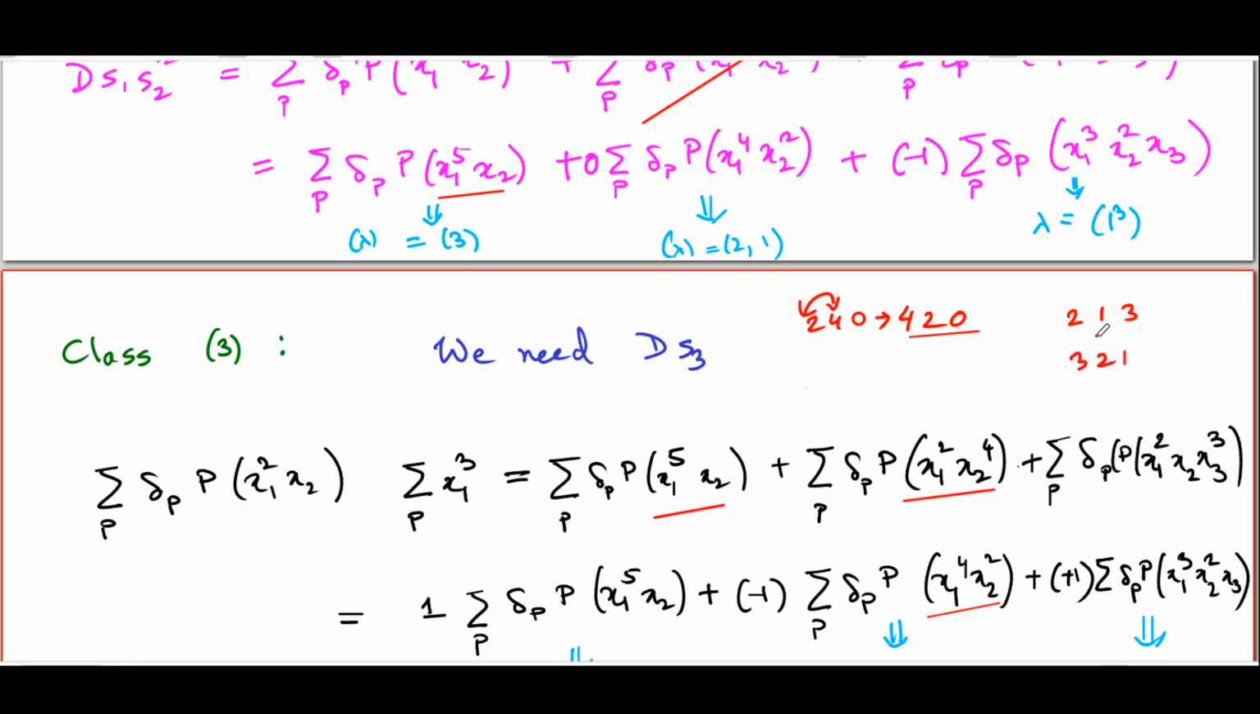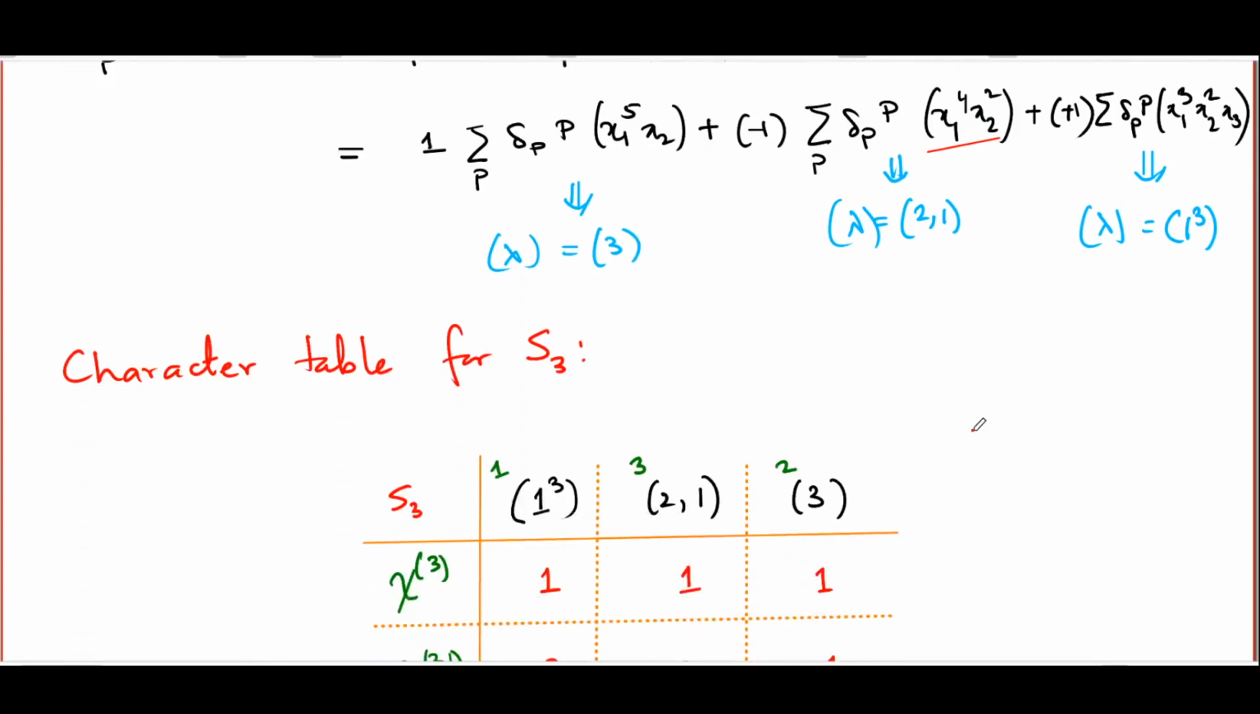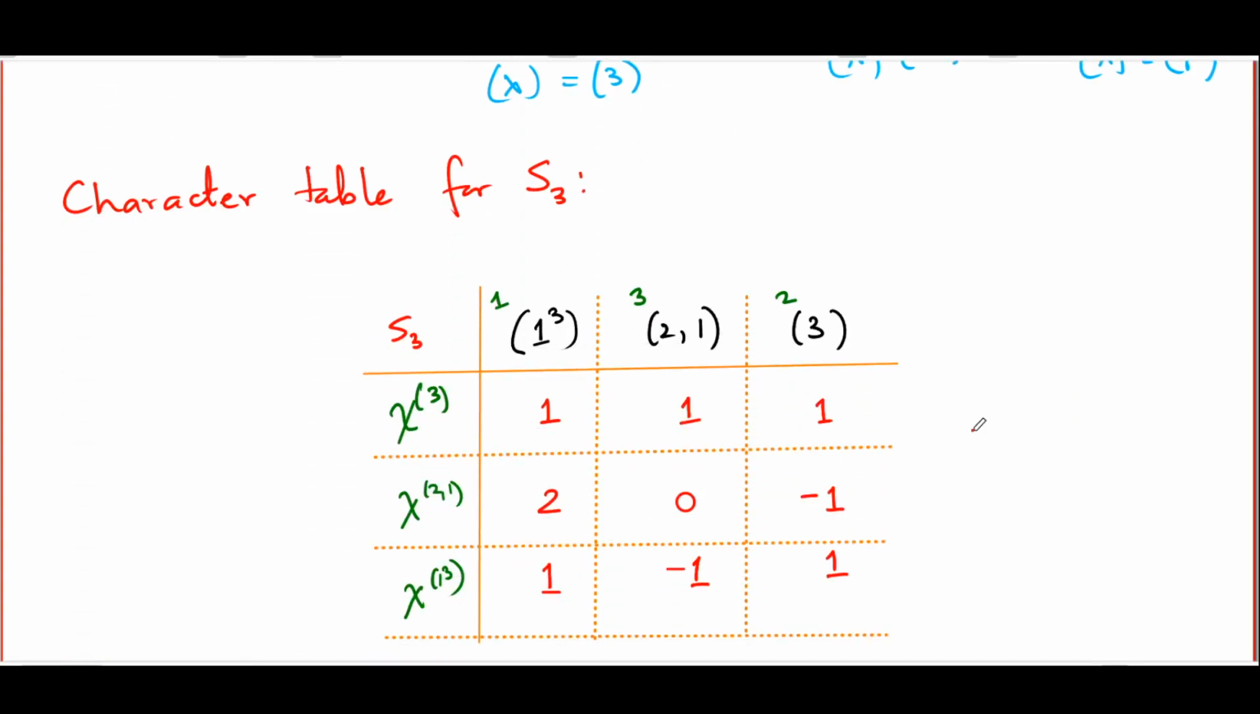3, 2, 1. Now, to go from 2, 1, 3 to 3, 2, 1, you have to switch these two to get 2, 3, 1 and then switch the first two again to get to 3, 2, 1. That means you need 2 interchanges. Even number, so you get a plus 1. So, here again corresponding to these 3 partitions, the coefficients are 1, minus 1 and 1. And using this, we can write down the entire character table for S3.